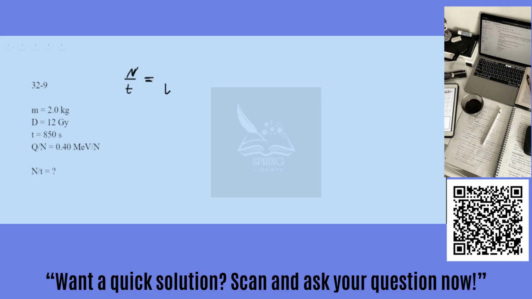First of all, I need time in my denominator, so I need to divide by T. I need number of events in my numerator. The only term that gives me number of events is Q over N, but N is in the numerator, so that means my Q over N must be in the denominator. And so now I'm left with an energy in the denominator, which means my numerator must have some sort of energy term. But I can get that based on what I have for energy and mass.